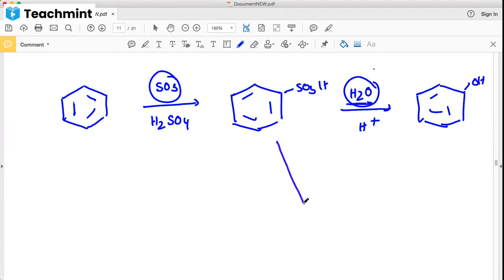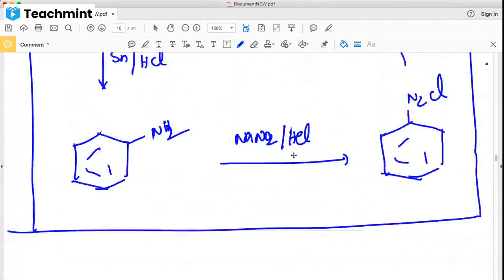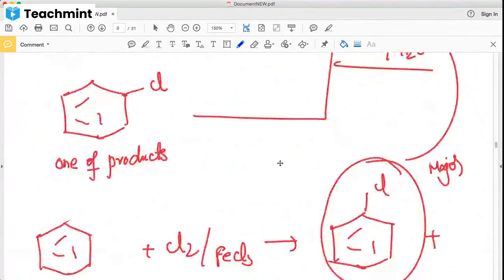Sometimes you can also do it like this: benzene sulfonic acid can be reacted with sodium hydroxide in presence of water. In that case also you get phenol. So either way you can achieve this answer. These are the many ways you can do the conversions.